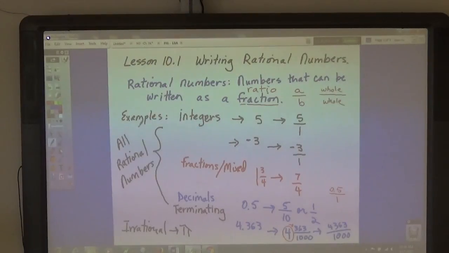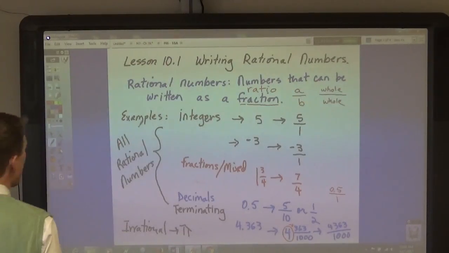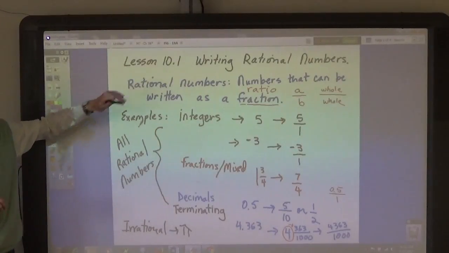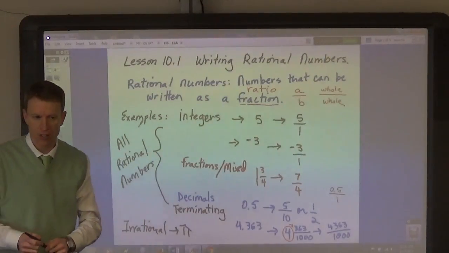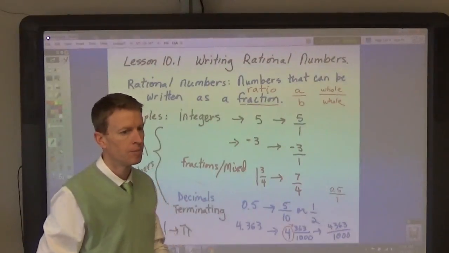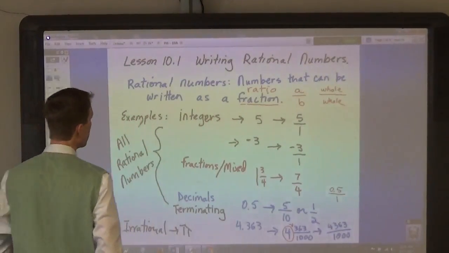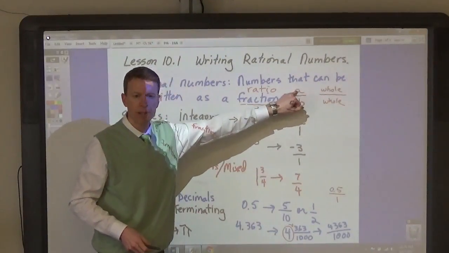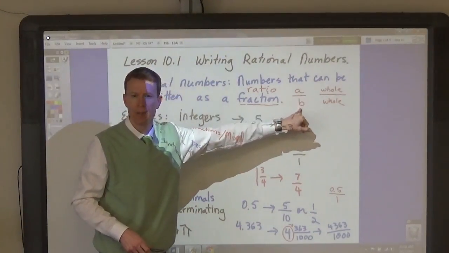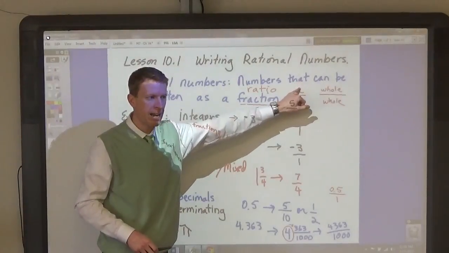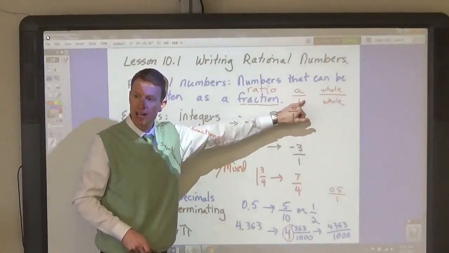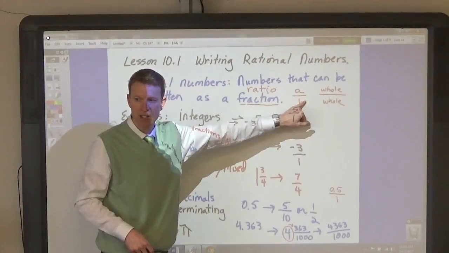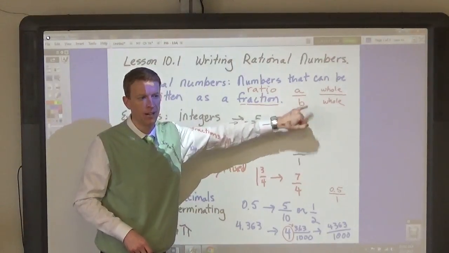All right, sixth graders, in lesson 10.1, we're talking about rational numbers. So who can tell me again what's a rational number? How do you define a rational number? Numbers that can be written as a fraction. Good, numbers that can be written as a fraction. So they give us an example in a book, A over B, because that can be any numbers. A could be any number, B could be any number except for 0. B cannot be 0. You can't have a 0 in the denominator.